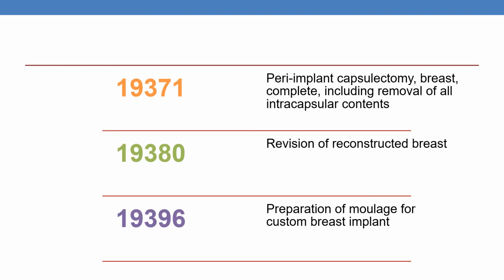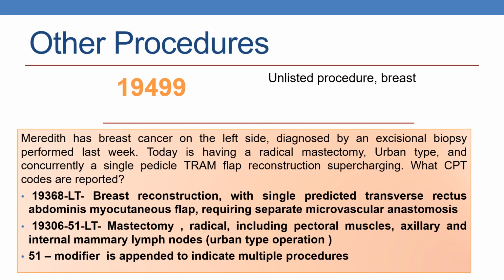The next code is 19371, peri-implant capsulectomy, breast, complete, including removal of all intracapsular contents. The next is 19380, revision of reconstructed breast. The next is 19396, preparation of moulage for custom breast implant. Now the next is the unlisted procedure 19499, unlisted procedure, breast. Let us see one more example.